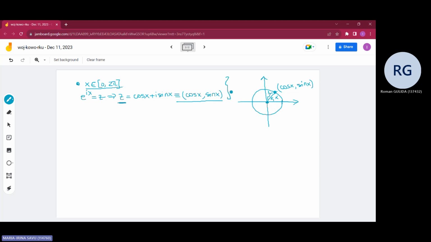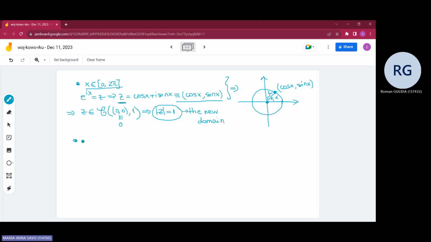So it means that z belongs to the circle of center 0, 0 and radius 1. But 0,0 corresponds to the complex number 0. So it means that the domain of the new integral is this one, modulus of z equals 1. Okay, this is the new domain, because this is the equation of this circle.